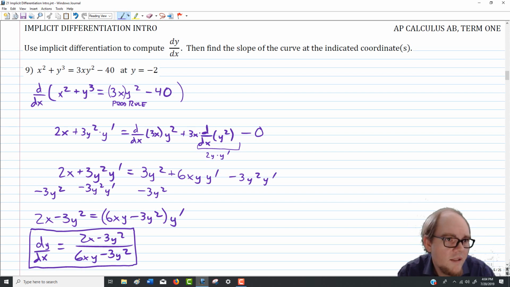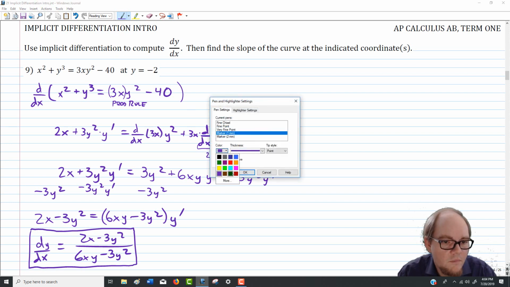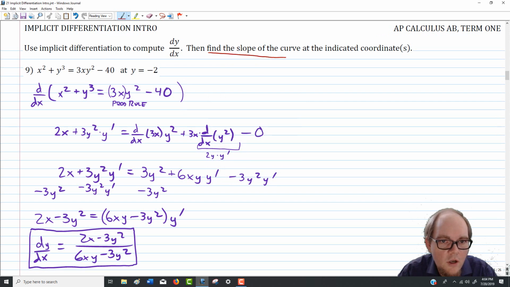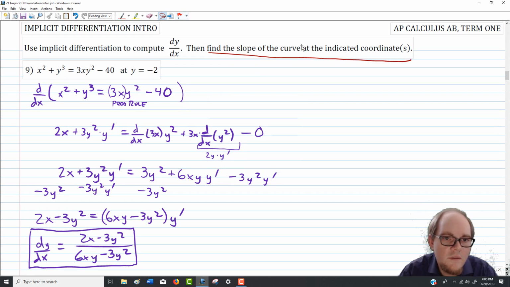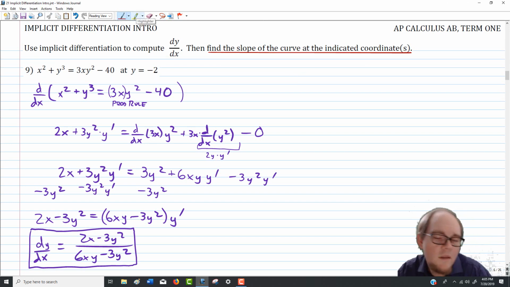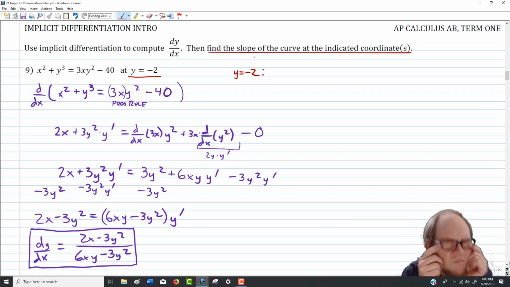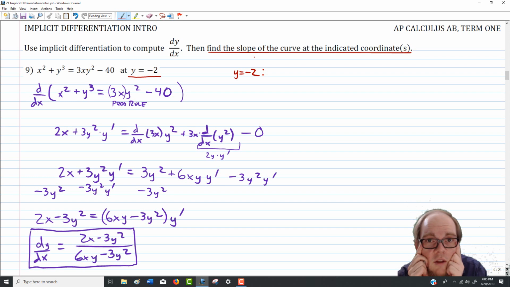Now that we have it, though, that leads us to the second portion of what's there. We are told to find the slope of the curve at the indicated coordinate, or coordinates. So looking up here, we need to look at what we are told. If we're given both x and y, the problem's done. All we have to do is plug it in. But in this case, we're only provided that y equals negative 2. And this is one of those pieces that sometimes confuses even the best students. It's easy to just look at this and go, man, there's just nothing there. There's so little. Where's my x value? And the answer is you don't have it for free, but you can find it without much trouble.